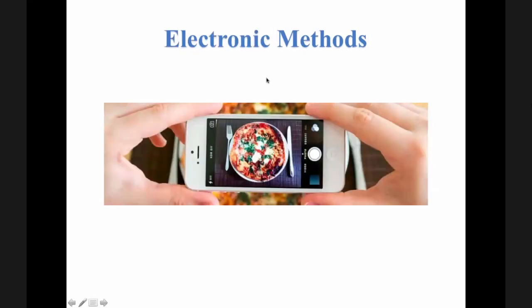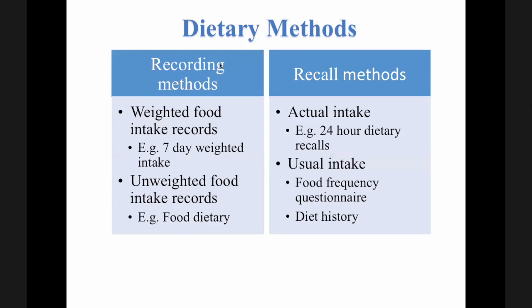And now there are new electronic methods also. Actually, these things will probably be widely used in your time. You can ask your patient to take a photograph of the meal and send it to you. Then you can get an idea. This is a fried rice, but you can't get an idea because there are different types of fried rice. So you can get a photo of that. So you can see there are recording and recall methods.